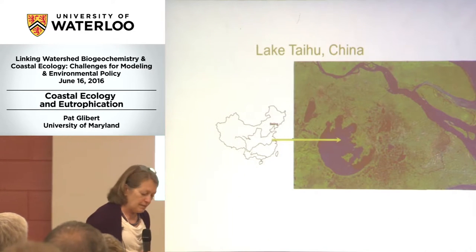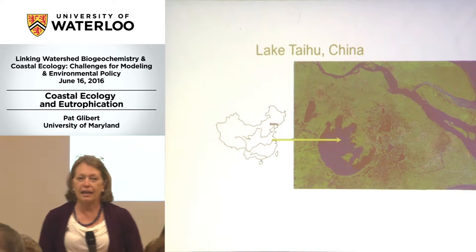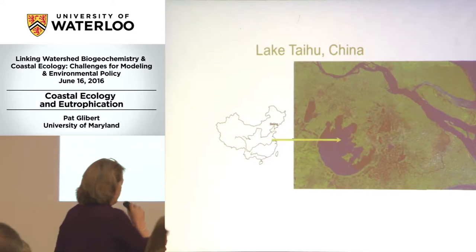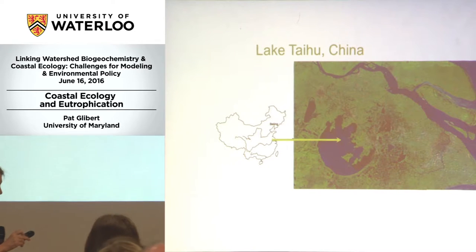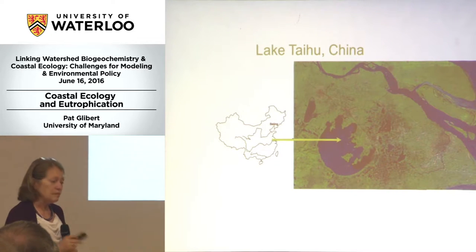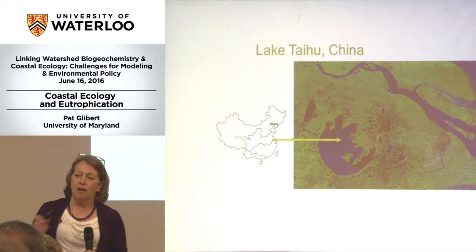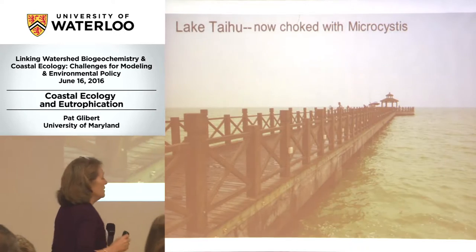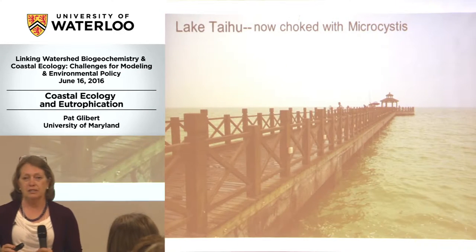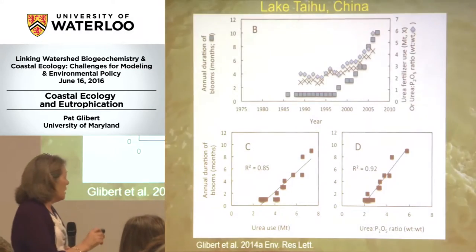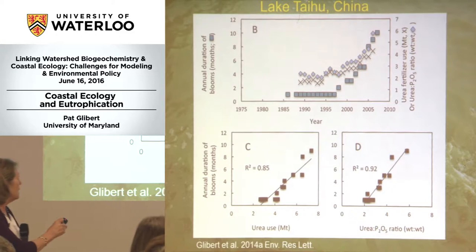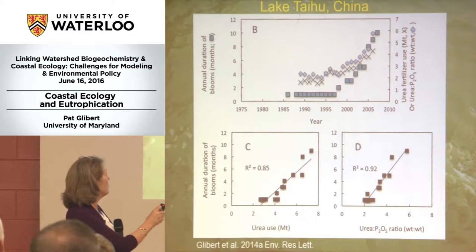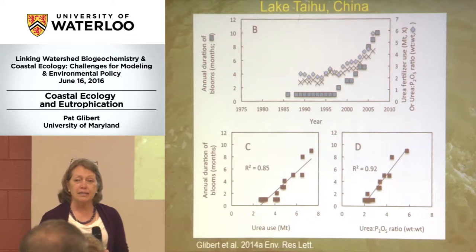The most extreme example of this comes from Lake Tai in China. Taihu is a freshwater lake. It's a water supply for many millions of people. And it's now choked with microcystis. Microcystis in Lake Tai used to occur about 1 month a year. Now it occurs about 10, 11 months a year.